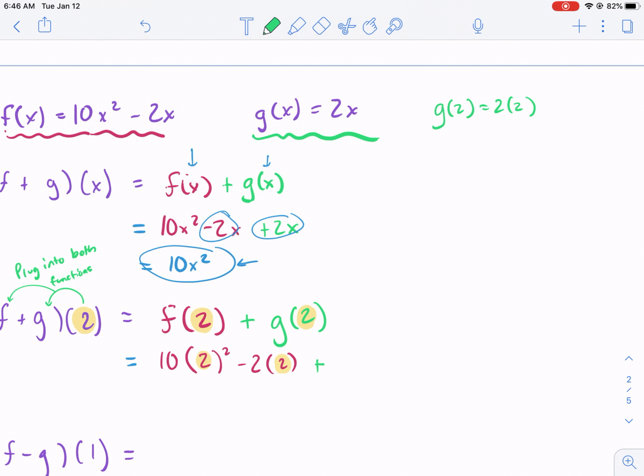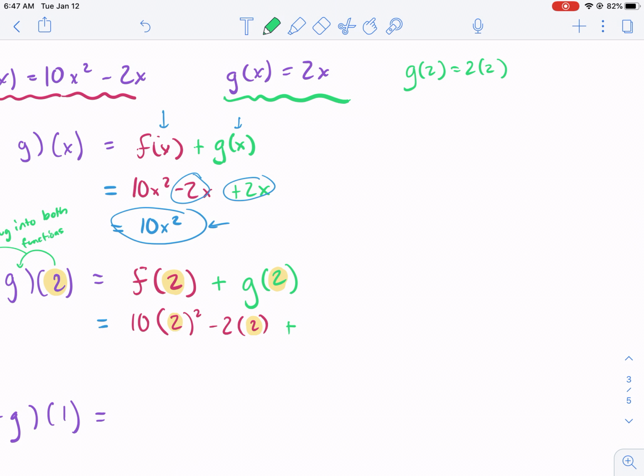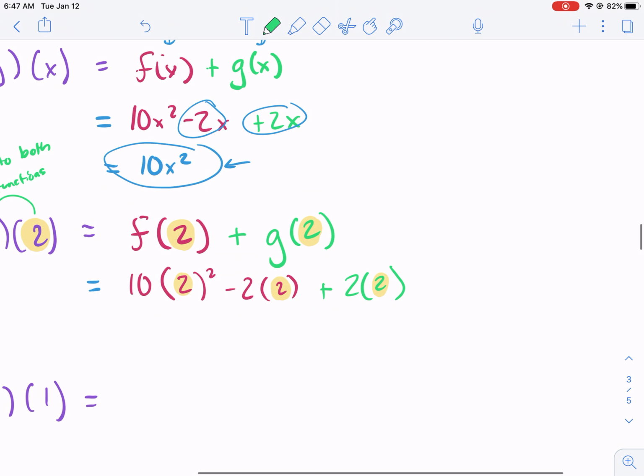Plus, over here, we're just going to say what g of 2 is. We already calculated it, but if you want reference, we just plugged a 2 in right there. Plus 2 times x, which is going to be 2. So we see we replaced it in each one of those.